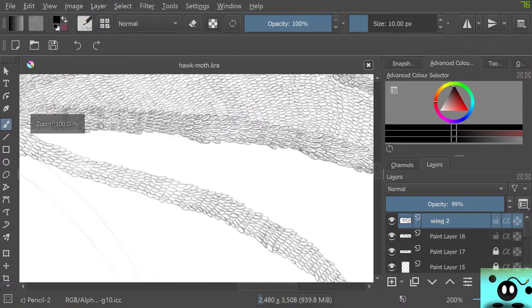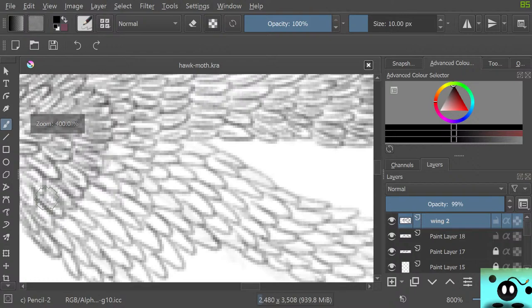I hope you're all gonna be enjoying. Anyway, let's get started. So, what I'm gonna do today is first get all the feathers textured and then get started.